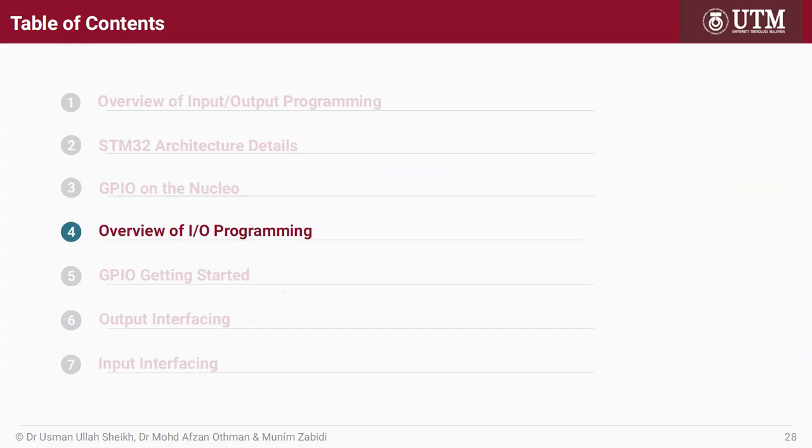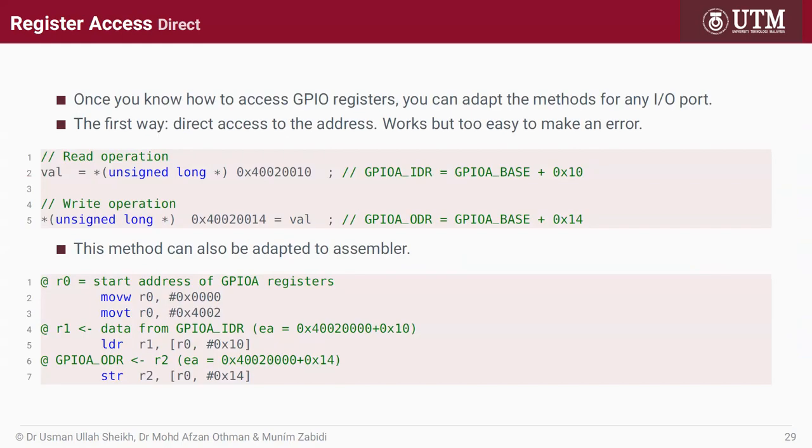All right, then we go to how to access. Once you know how to access the GPIO register, you can adapt the methods for any IO port. So for this chapter, we just learn how to use the GPIO register. The first way is direct access to the address. It works, no problem. You can use this, but it's too easy to make an error because there are so many digits here. You must make sure the number is exactly what you see on this table.